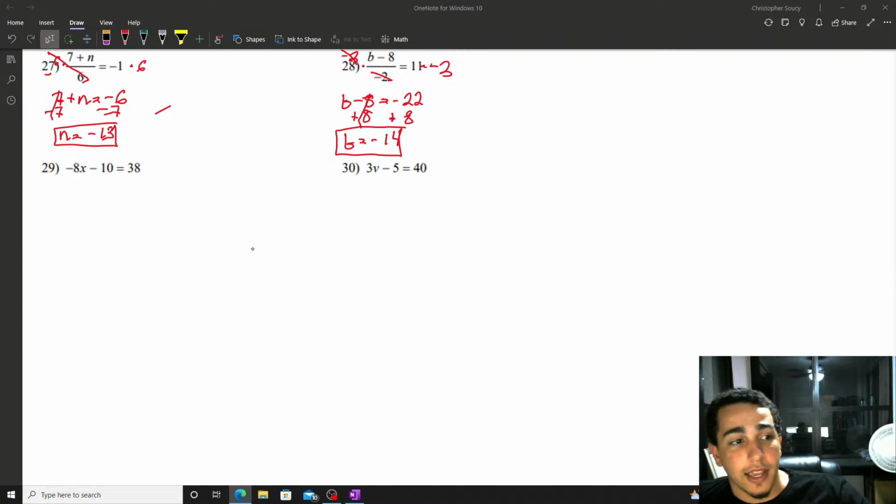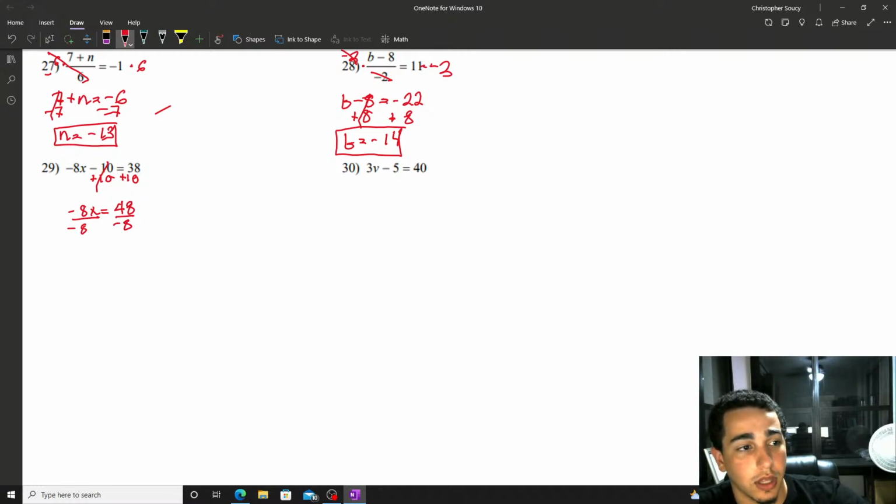Number 29, we have negative 8x minus 10 equals 38. So here, in order to get x by itself, first we need to get rid of the minus 10. We do that by adding 10 on both sides. We'll get negative 8x equals 38 plus 10 is 48. Then to get x by itself, we're going to divide each side by negative 8. And we'll get x equals 48 divided by negative 8, which is negative 6.